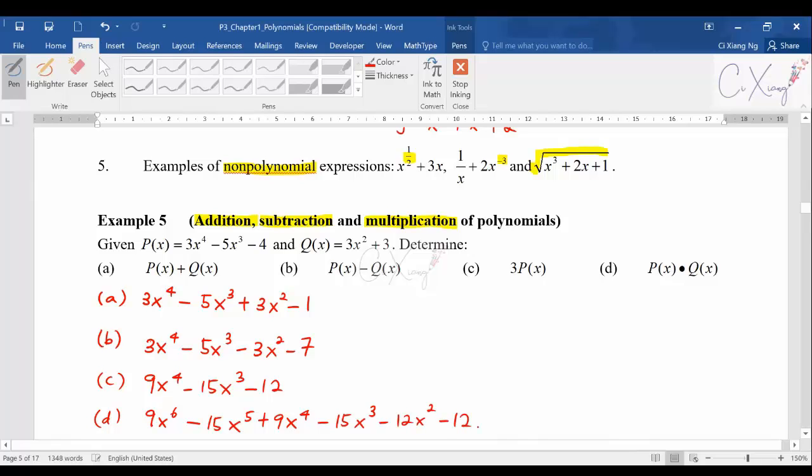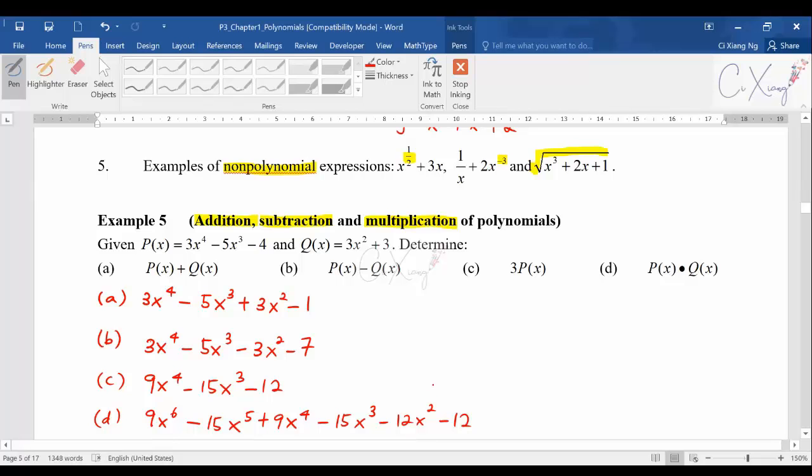All right, so just make sure that you know how to do all these basic operations for polynomials first: addition, subtraction, and multiplication. If you have any problem getting the answer, please let me know. It's very basic, like kindergarten level, so you should be able to do it.